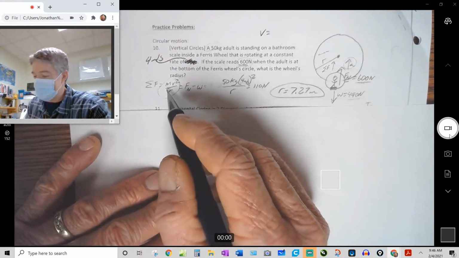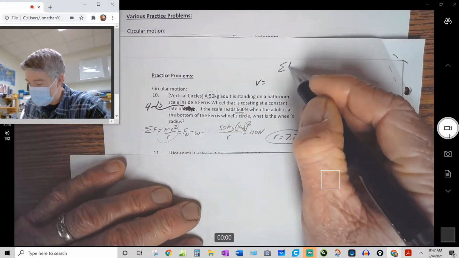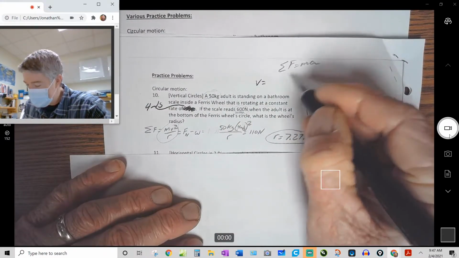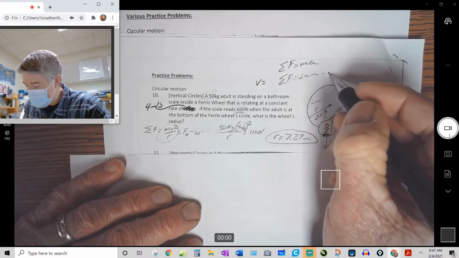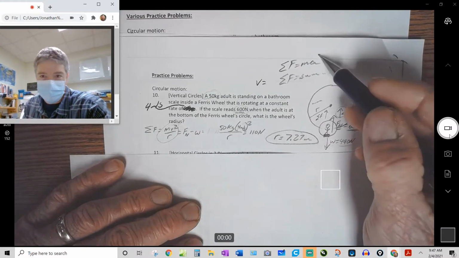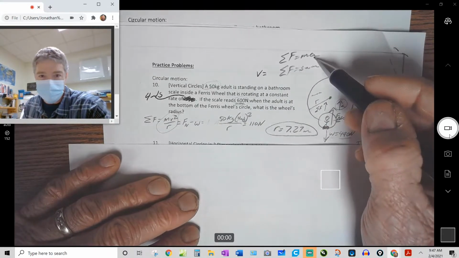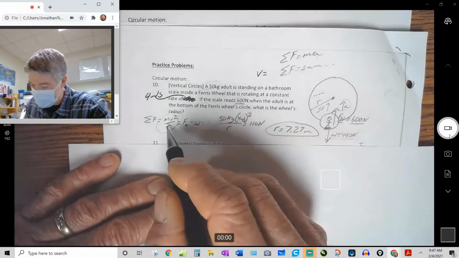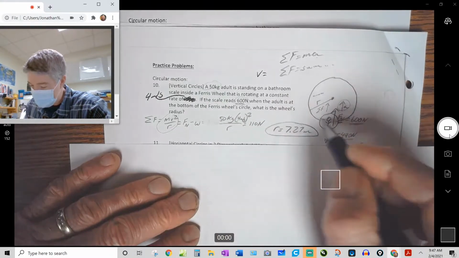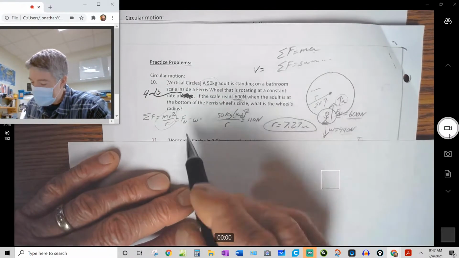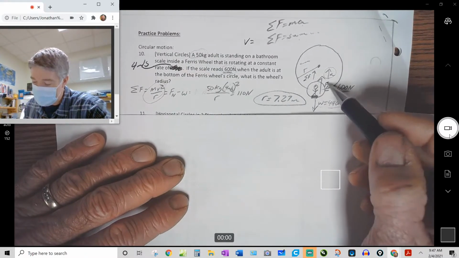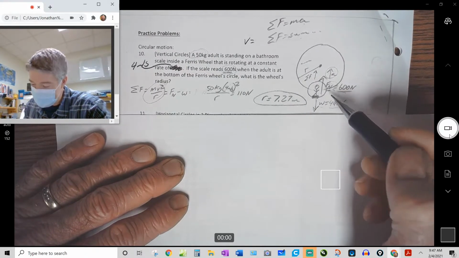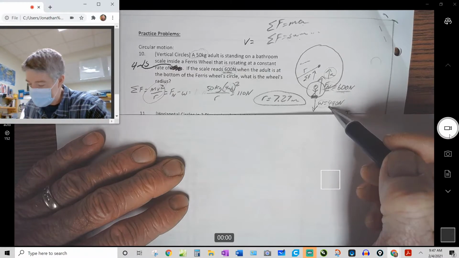Remember how in all those problems we used to say net force equals ma, and net force equals the sum of the forces, and then we would set this equal to that and solve. Well, now net force is not ma anymore. Net force is mv squared over r for circular motion. And the sum of the individual forces acting on the person, we've got a normal force which is positive because it's up, and the weight which is negative because it's down.